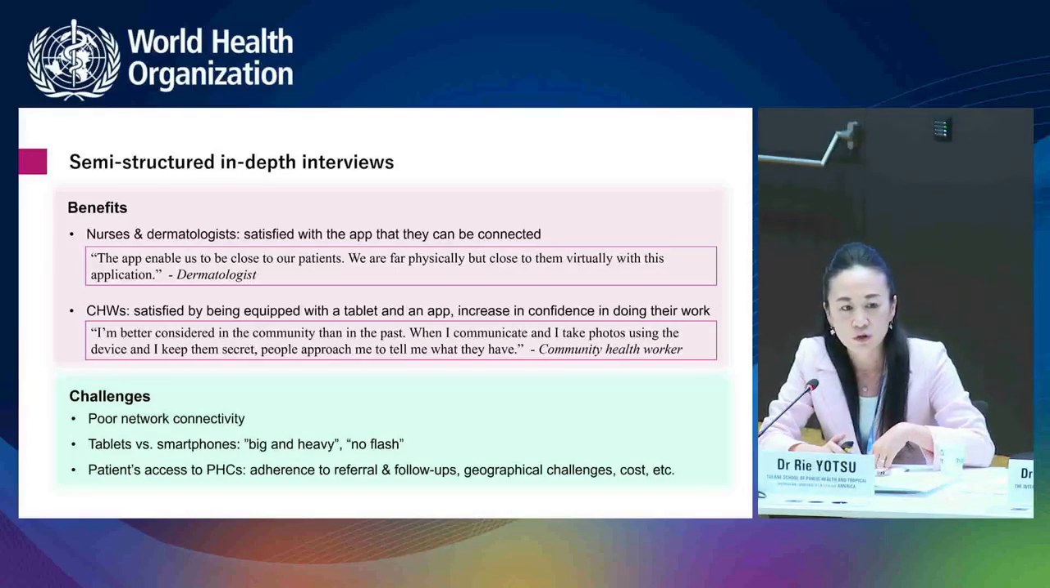Also, we chose tablets over smartphones because of the amount of information we need to put in. But they felt the tablets are too heavy and big, and smartphones nowadays have really nice camera functions compared to tablets. So these were some of the comments we've heard.